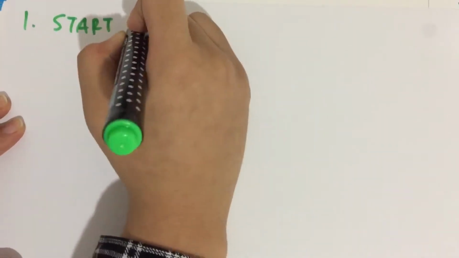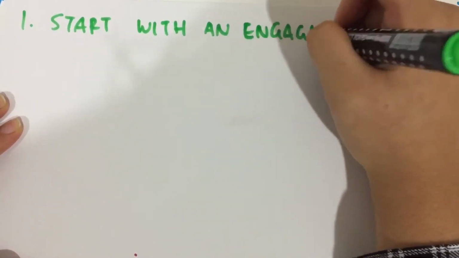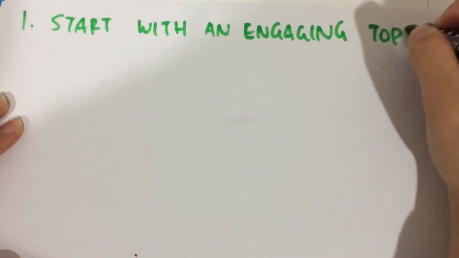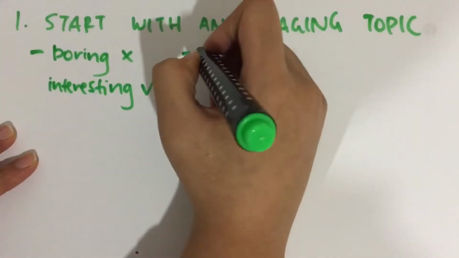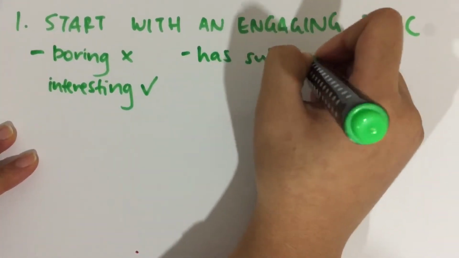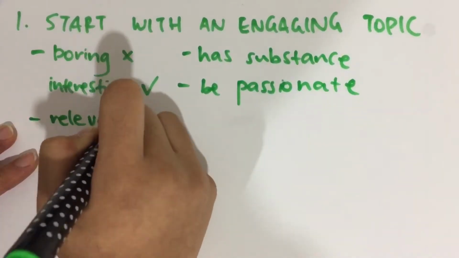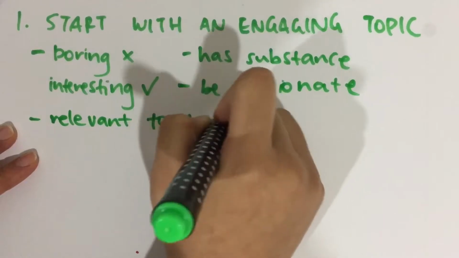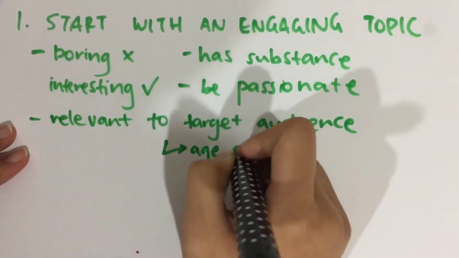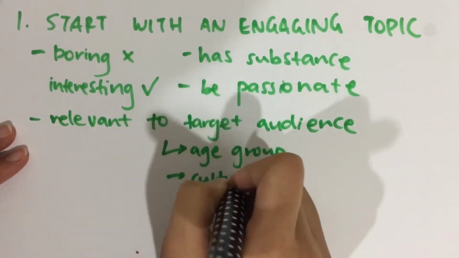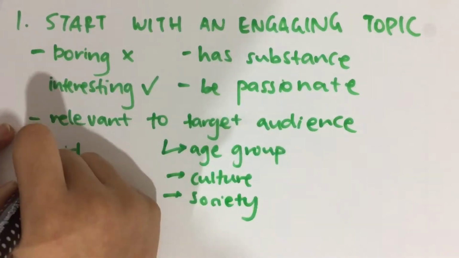The first tip is to start with an engaging topic. No one wants to read an essay about a topic that is boring and has no substance or has very little arguments to go with. So make sure to choose one that you are passionate about and something that is relevant to whomever you're writing it to, whether it be targeting an age group, a culture, a society, etc. Avoid overdone and popular topics if you have nothing new to bring to your essay. You want to make your argument your own opinion. That way it will be as persuasive as possible.